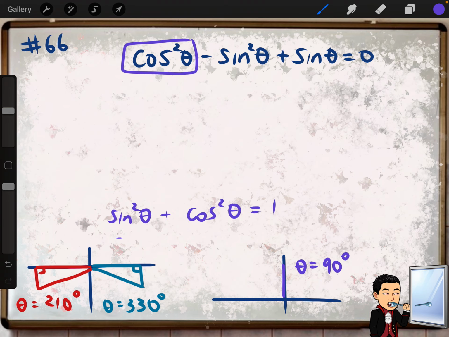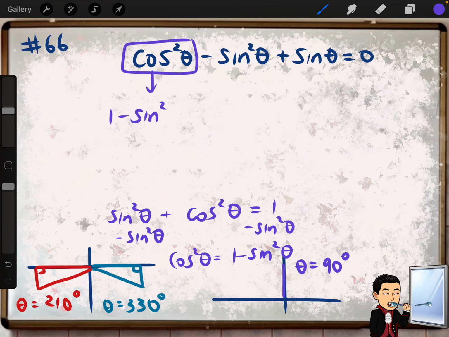So you can rewrite that by subtracting sine squared theta on both sides. So you have cosine squared theta equals 1 minus sine squared theta. Okay, so let's just go ahead and rewrite this as 1 minus sine squared theta. Let me clear this out.